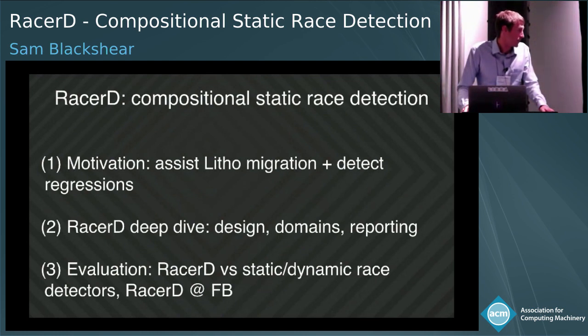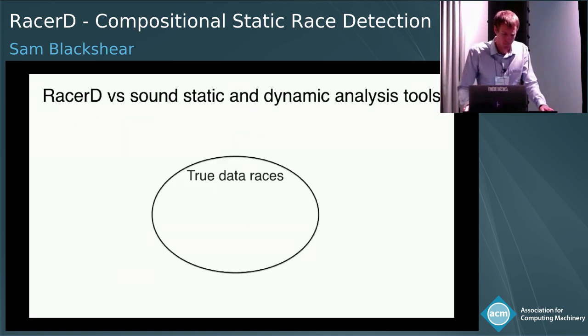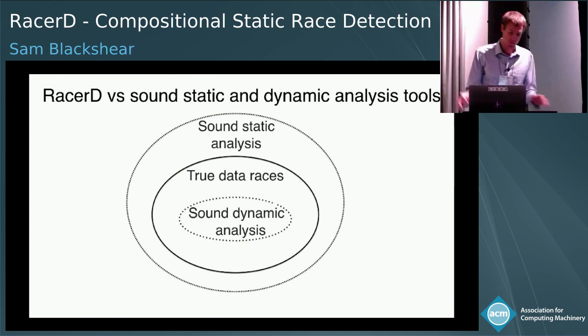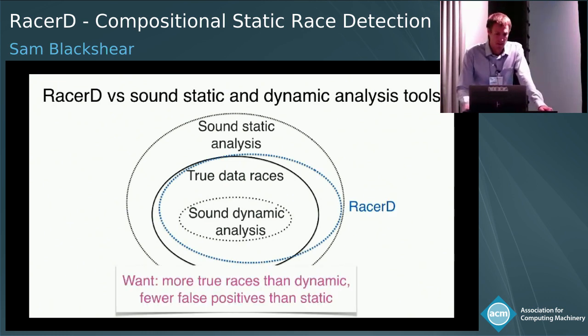Now let's look at evaluating RacerD against existing approaches and RacerD at Facebook. So we had this hypothesis in seeing how RacerD worked at Facebook, where it's filling this niche between sound static and sound dynamic analysis tools. So if this is our set of true data races in a program. Sound for a dynamic analysis means everything that it reports is a true race, whereas sound for a static analysis means it reports all true races, but may also report some false positives. And what we're trying to capture is somewhere in between, where we're going to report more true data races than a sound dynamic analysis and fewer false positives than a sound static analysis.